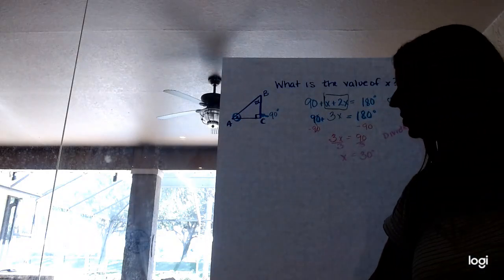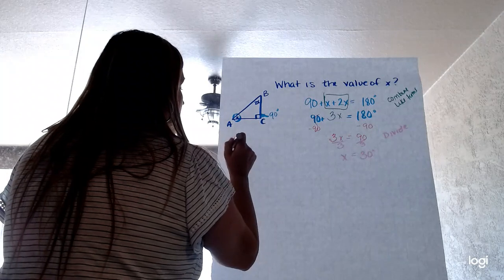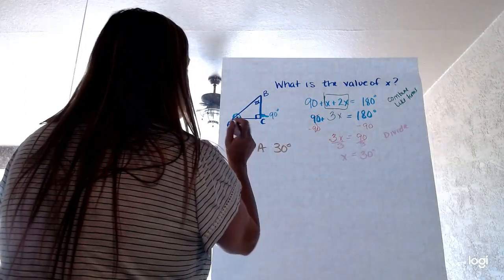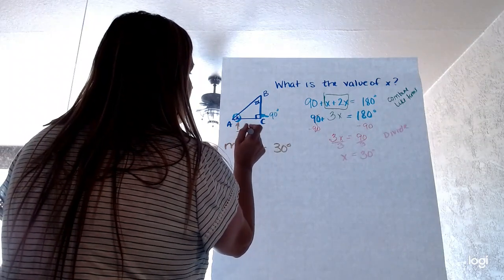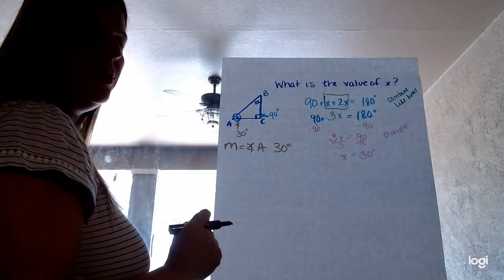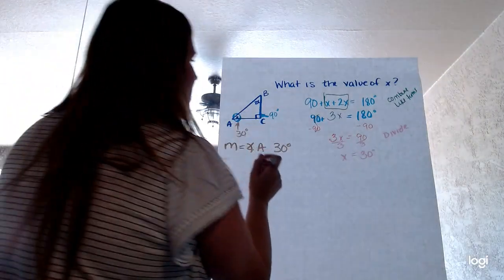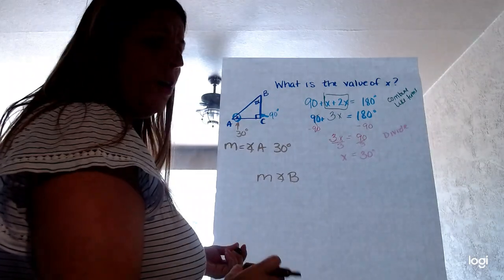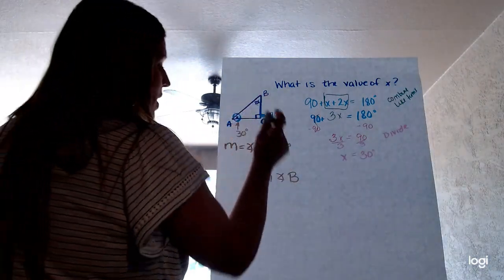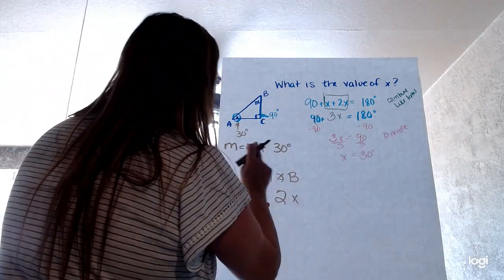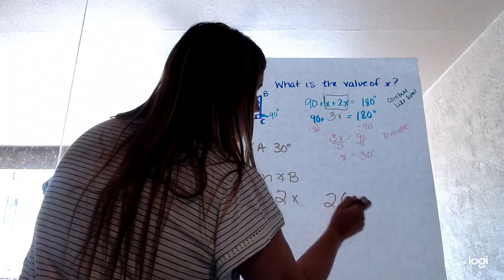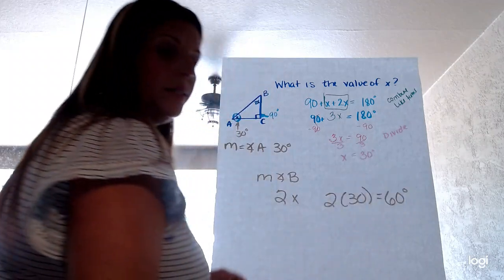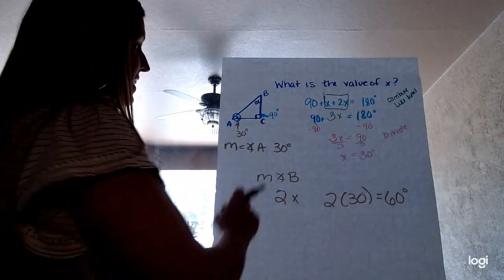So we have the first angle here. Measure of angle A is 30 degrees. We just found the value of x. But we've got to figure out what 2x is equal to, because that's what we're going to want you to do. So what is my measure of angle B? All we do is take this 2x, 2 times x, and we get 60 degrees. And then C is 90.